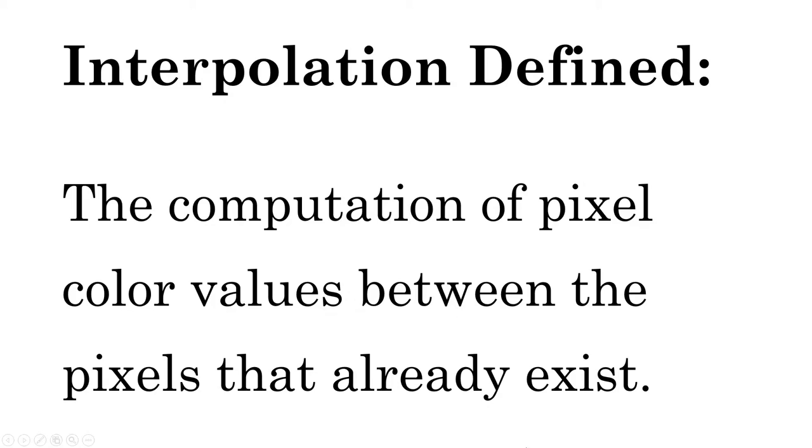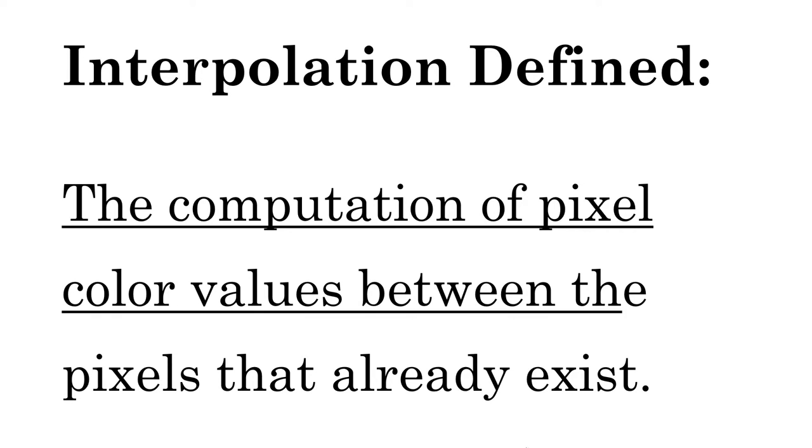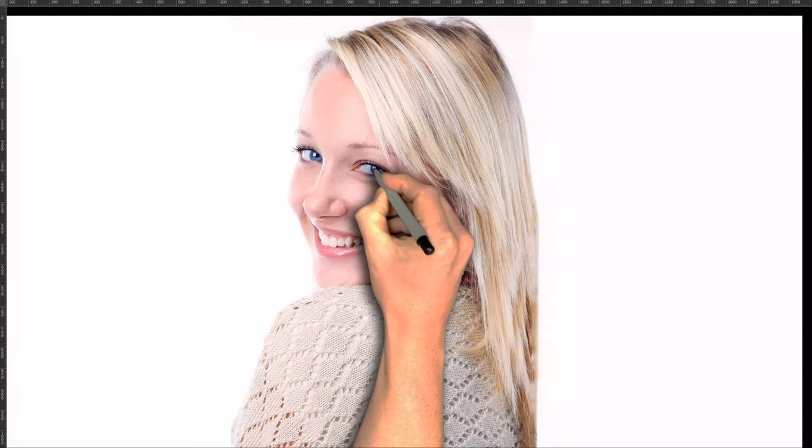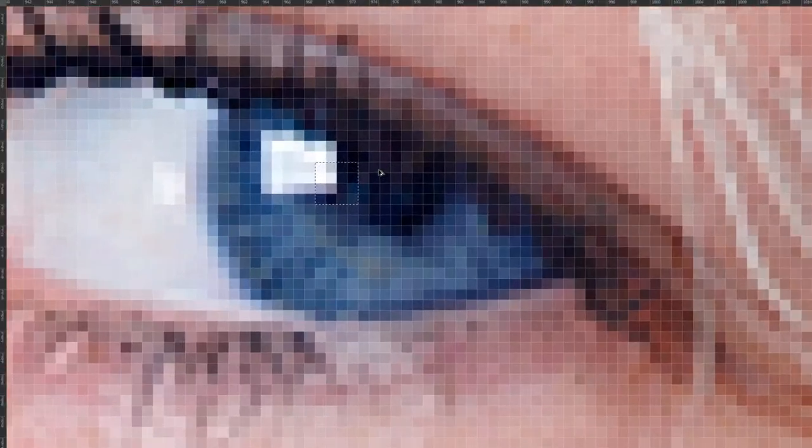Photo enlargement of digital images is accomplished through a process called interpolation, the computation of pixel color values between the pixels that already exist. A pixel is the smallest element of an image or picture on a computer screen. Usually, it is a single colored dot.